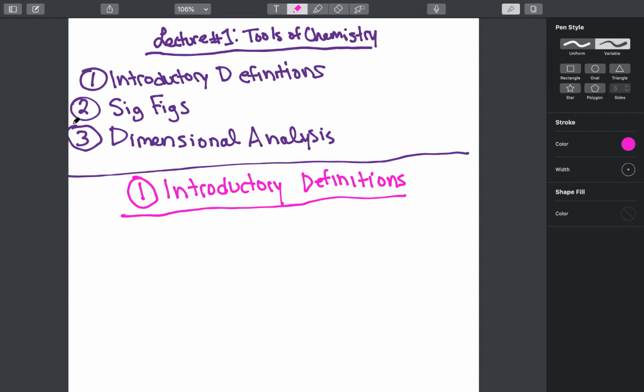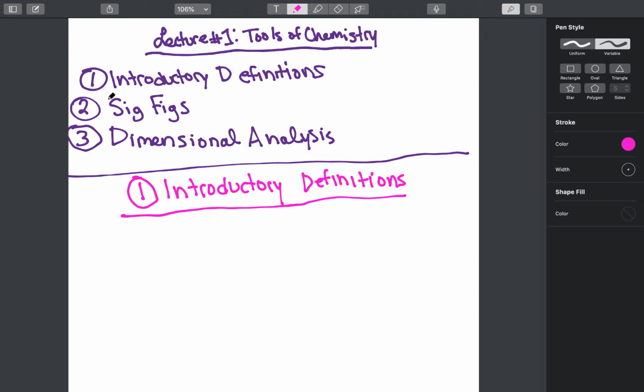The first topic is introductory definitions. This topic will consist of defining what an atom is, defining what matter is, defining what a chemical change and a physical change is. So if you at any chance need to skip any of these sections in order to go to a section that you want to review, I will have the times in the description of the video.